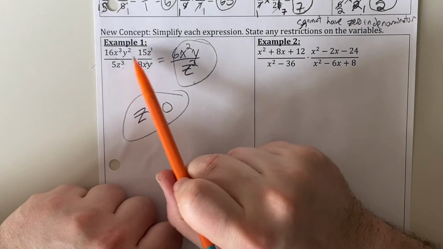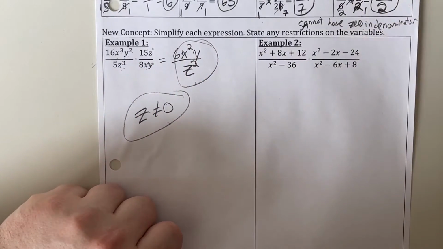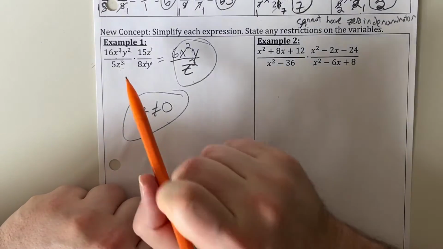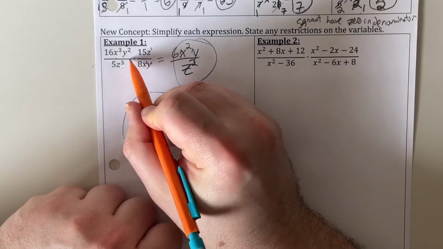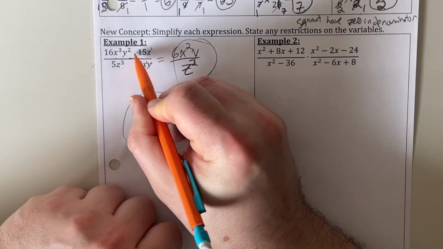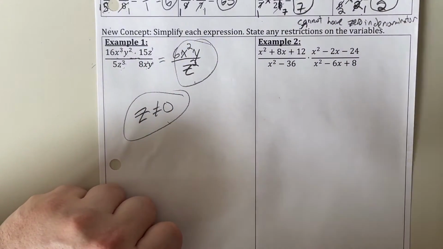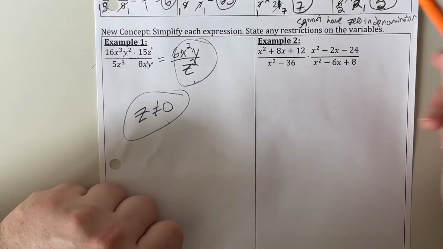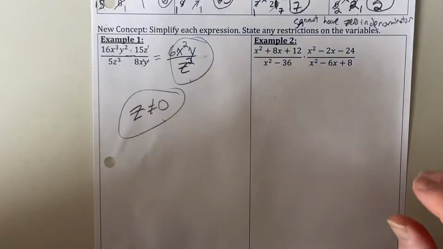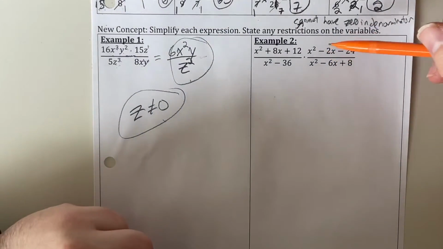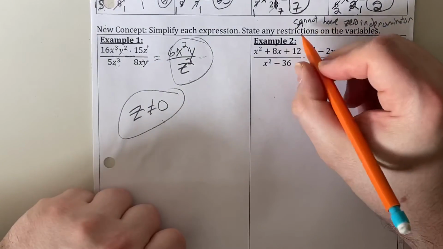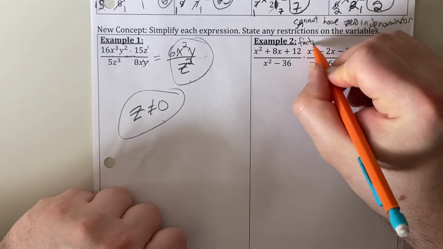Again, we're just simplifying these expressions by kind of extending this fraction bar out, so that we have one long expression, but we can simplify it so it's not as messy. Similar idea for example number 2, however, make sure you factor first. So be sure to factor.